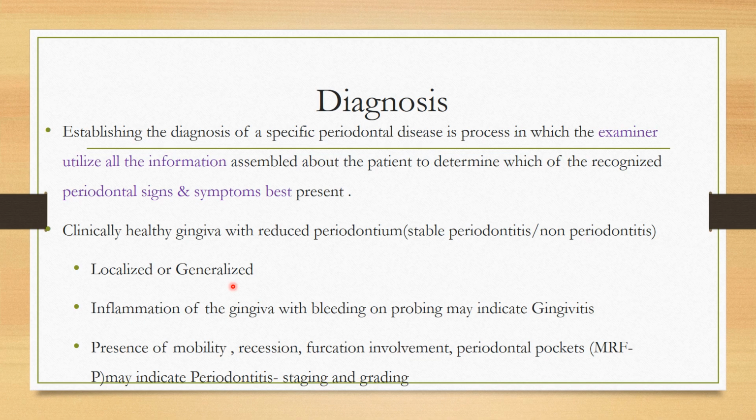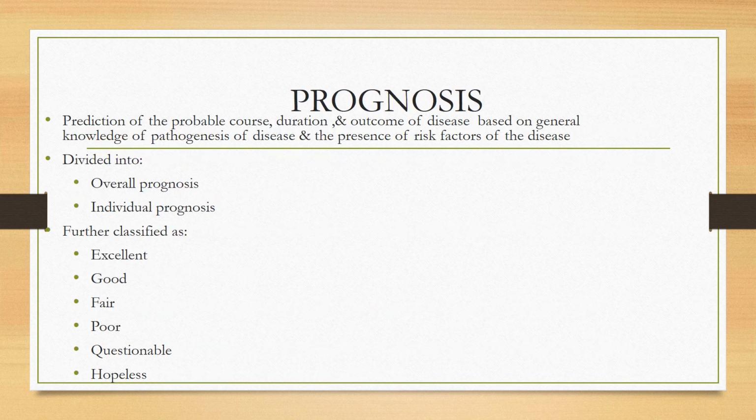Inflammation of the gingiva with bleeding on probing may indicate gingivitis. Then coming to periodontitis, we will assess all the pocket depths, furcation involvement, and recession, and come to the diagnosis of periodontitis, whether it is localized or generalized. Then we have to go for staging and grading according to the staging and grading criteria. As we have already covered the classification, I am not repeating the same thing. Then the prognosis we have also covered in a separate chapter.